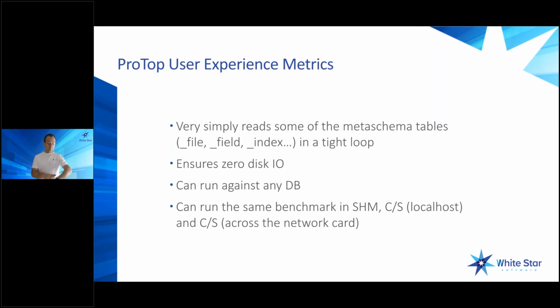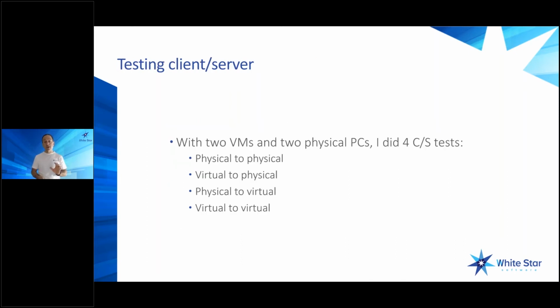All right, great. So how did I do my tests? Well, I told you I've got 2 physical computers, 2 virtual computers running in VMware ESXi. So I enabled the client server test, physical to physical, virtual to physical, physical to virtual, and virtual to virtual. So I said, hey, let's go test these 4 different things and see what kind of interesting numbers come out of them.